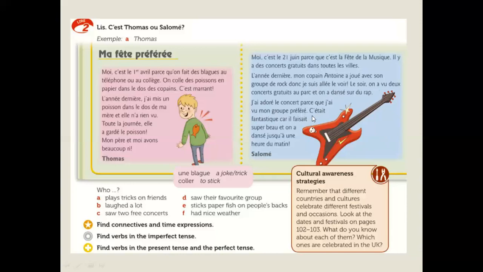Then c'était, that is the imperfect, okay? We've said that before. Faisait was the imperfect tense as well, okay? And then on a dansé, that was danser in the perfect tense. And these were all the verbs in the text. So when your teacher, Mrs. Denhart, or myself insist on conjugation, it is because, as you can see, within just one paragraph, see how often we use verbs and how much variety of tenses there is.